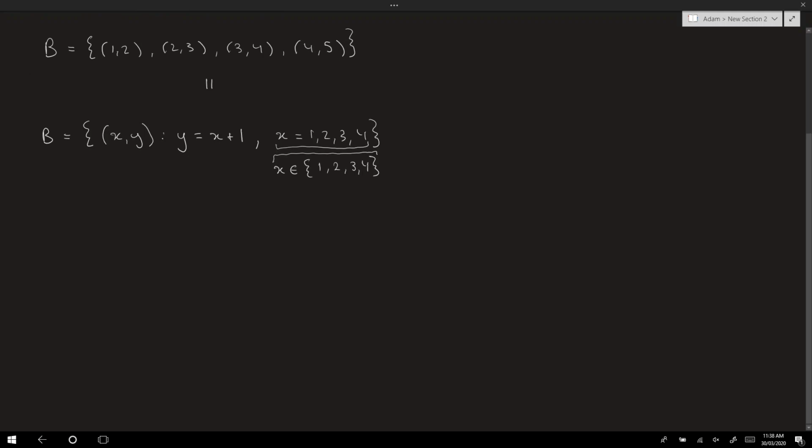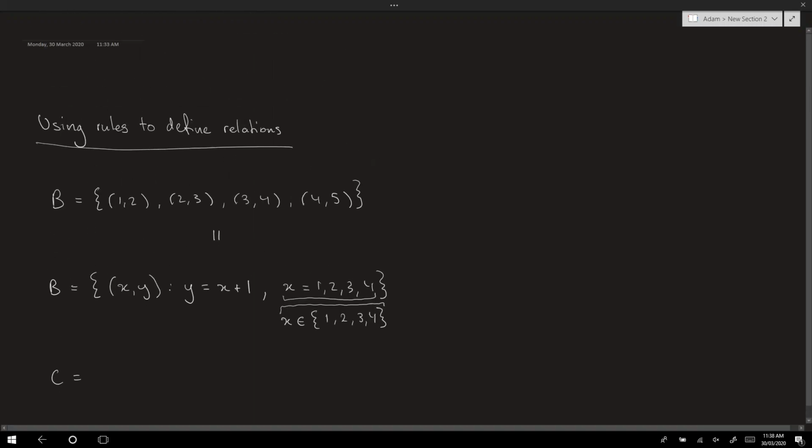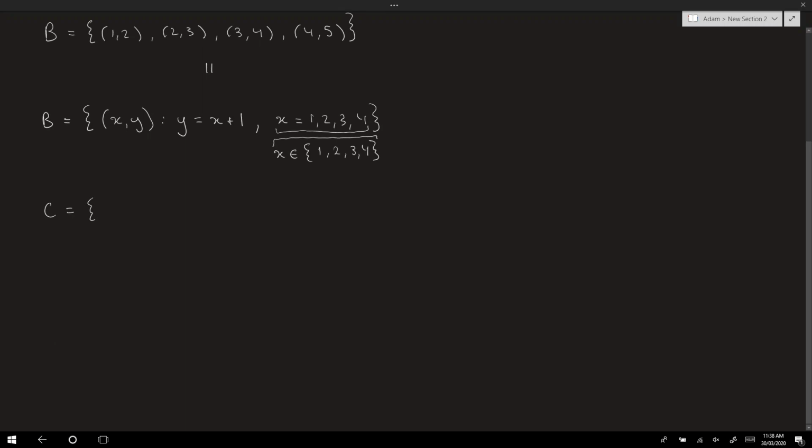So let's define a very similar relation, where we're going to have the relation called C being equal to the ordered pairs, let's say (1, 2), (2, 3), (3, 4), (4, 5), and so on and so on. I haven't stopped writing. I could keep writing these ordered pairs if I wanted to. And in fact, this relation contains an infinite amount of ordered pairs, an infinite amount of coordinates. So how could we write this? How could we explain this list to somebody using maths notation?